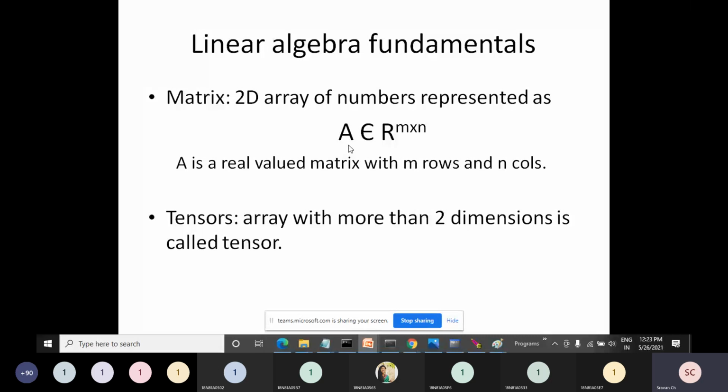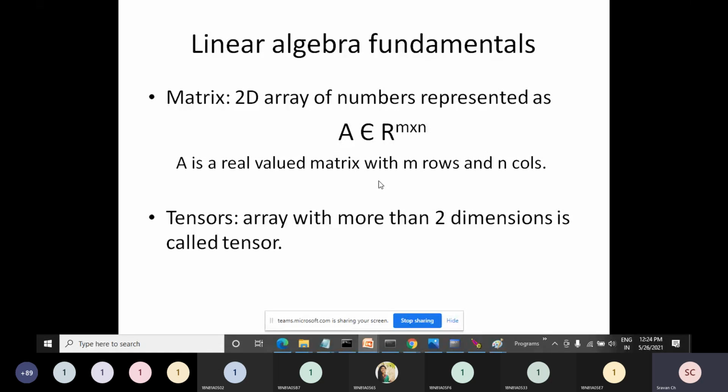A matrix is a two-dimensional array, which is represented like this. A is a real-valued matrix with m rows and n columns. Tensors are nothing but arrays with more than two dimensions. TensorFlow is a package used in Python, especially to implement neural network algorithms. The name itself says TensorFlow, meaning it deals with everything in the form of tensors. So what is a tensor? It's a multi-dimensional array, an array with more than two dimensions.